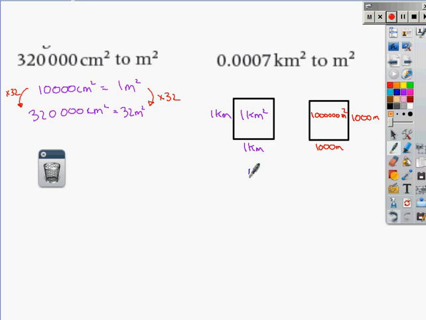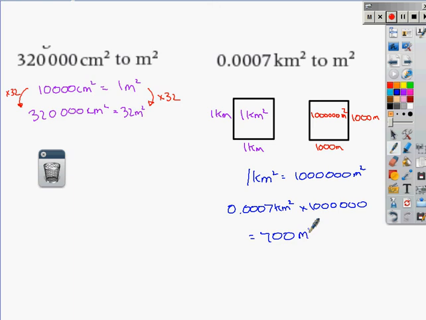So what do we learn from that? We learn that 1 kilometer squared is equal to 1,000,000 meters squared. So if we want to convert kilometers squared to meters squared, we need to times it by 1,000,000. So we're going to do 0.007 kilometers squared times 1,000,000, and let's see what happens there. 3, 1, 2, 3, and we should get 700 meters squared. Okay, so always go back to first principles in these ones if we are not sure how to do it. Read back over that again if you're not sure.